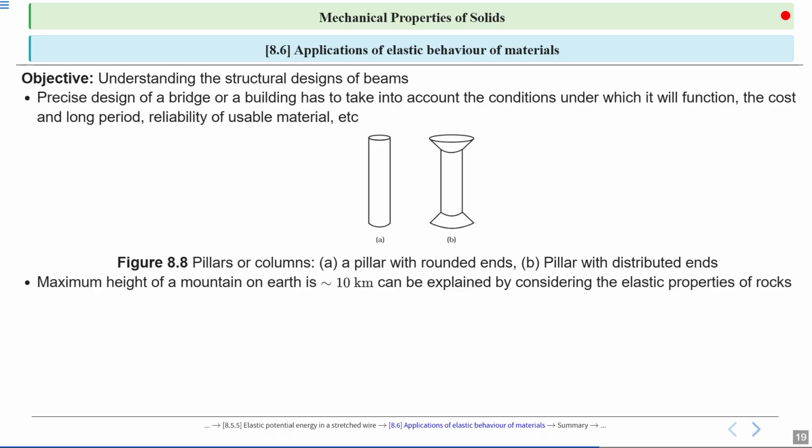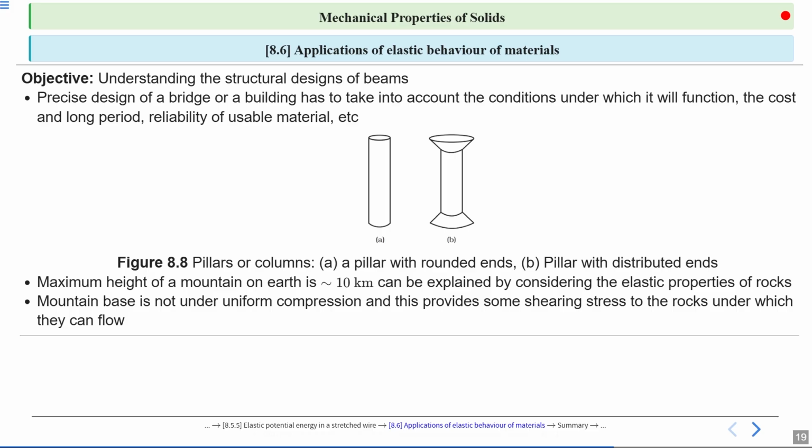So, maximum height of mountains on the earth. It means what? So we can say the height is, suppose, 10 kilometers. So this limit can be explained by the elastic properties of rocks. If a mountain were much taller, the rocks at the base would be unable to support the weight above them. They would deform or even flow under the pressure.